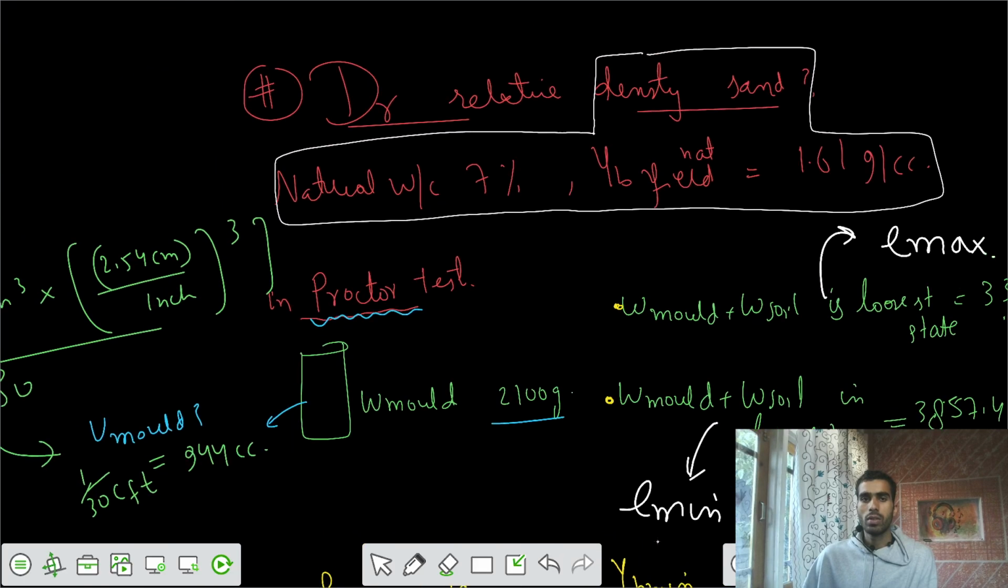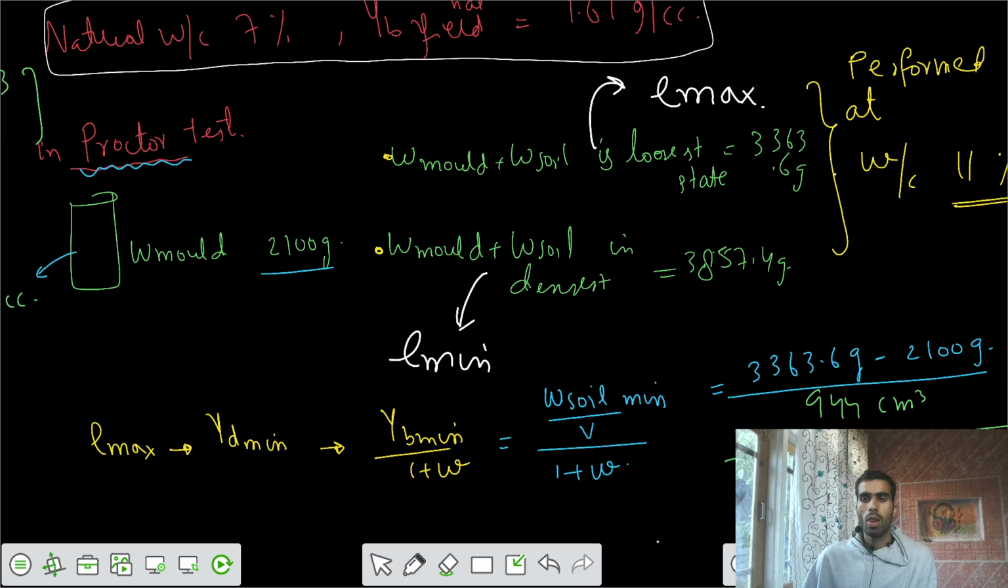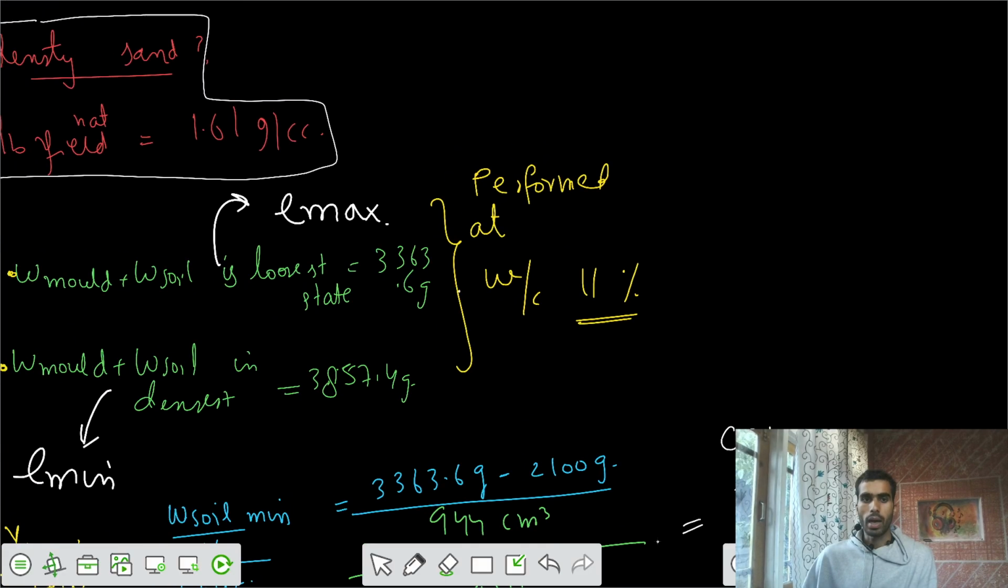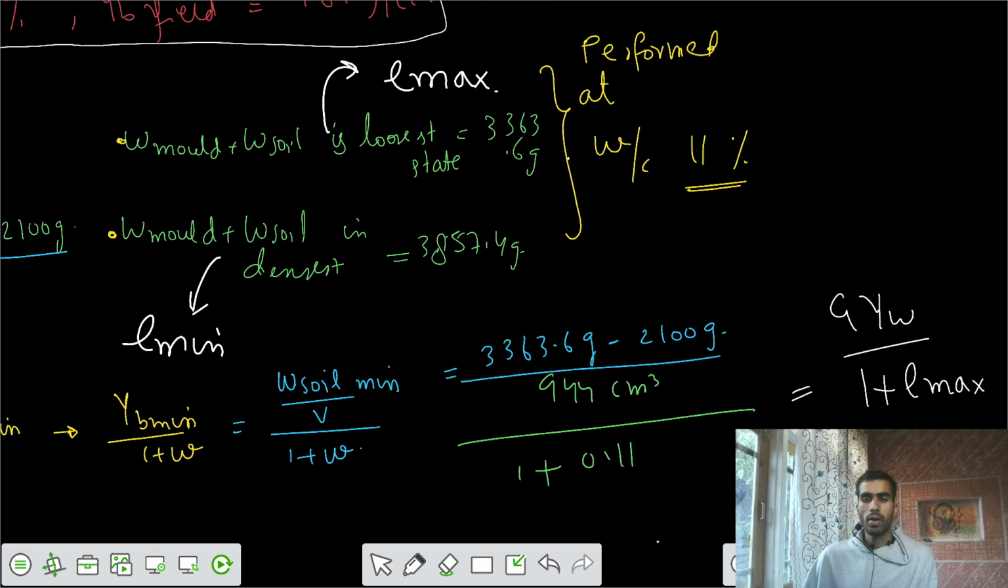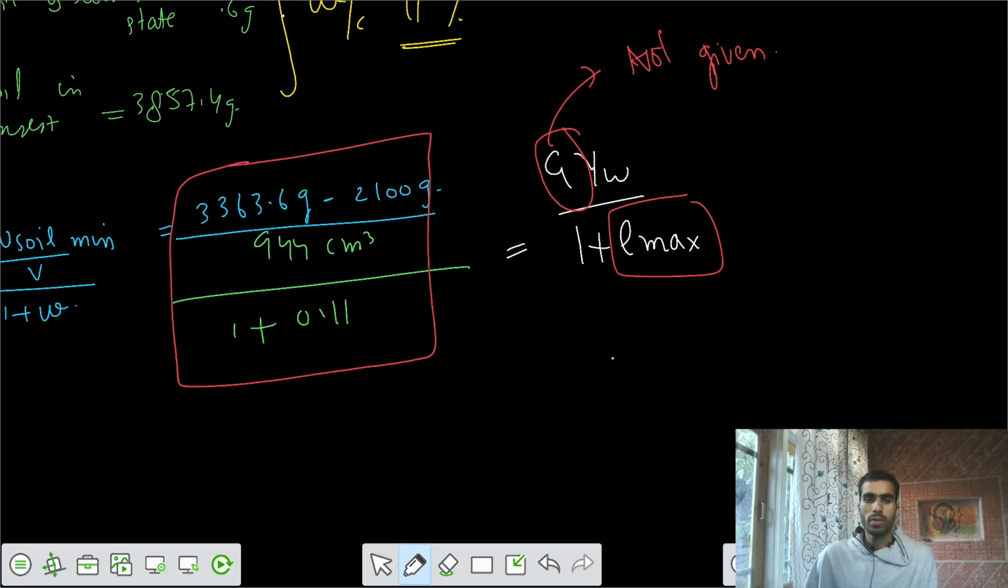Is G given to us? G is not given. If the value of G is not given, how can we solve the problem? How can we get e max now? If G is not given, you cannot proceed further. This is the value we got, gamma d minimum.